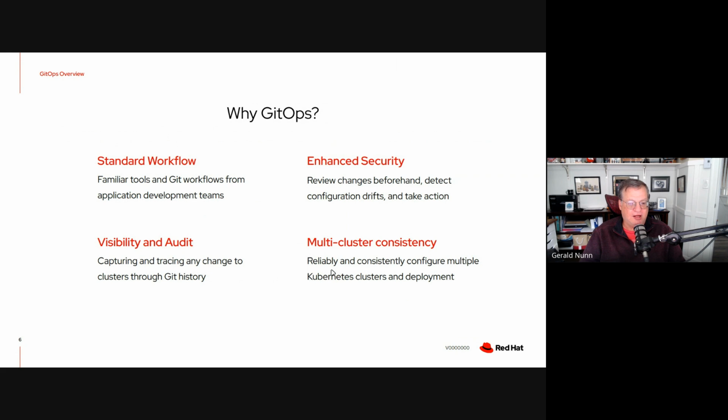From a visibility and audit perspective, because all of the changes to a cluster or to the configuration of an application are happening in Git, you have full visibility and audit. No more do you have the question of, hey, who changed this in the dev environment and why did they change it? In order to make that change, somebody has to make it in Git. They have to provide a comment. You know who did it, so you can always go and ask them very quickly and easily what those changes were.